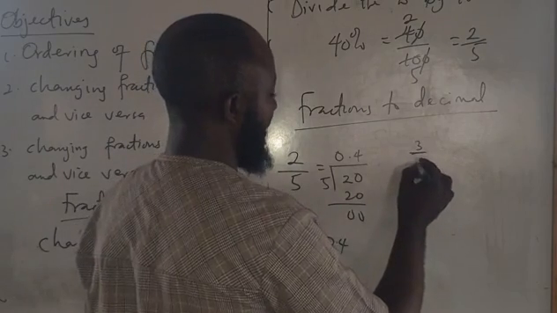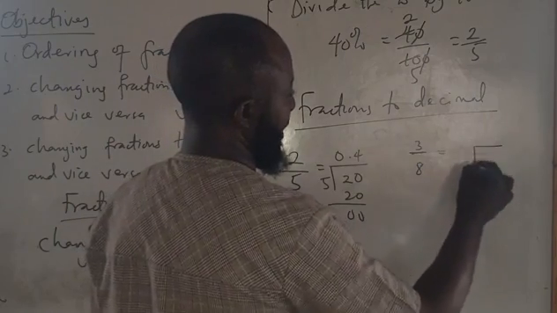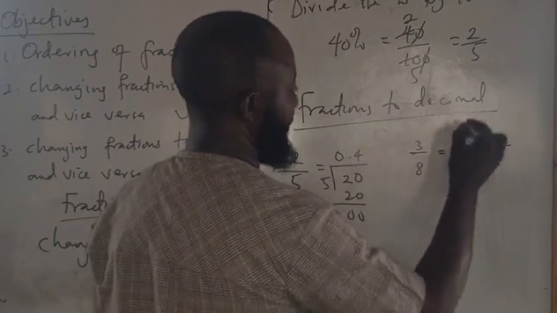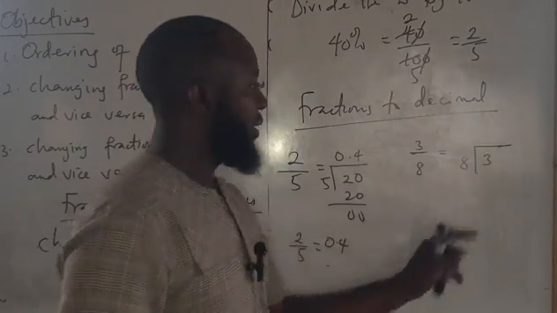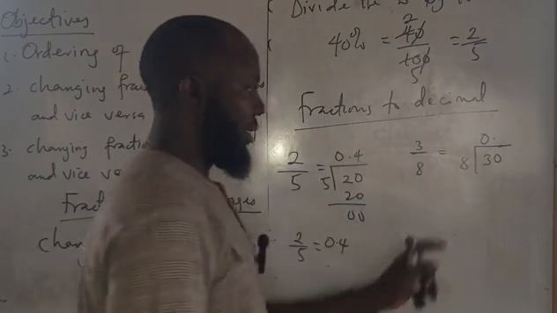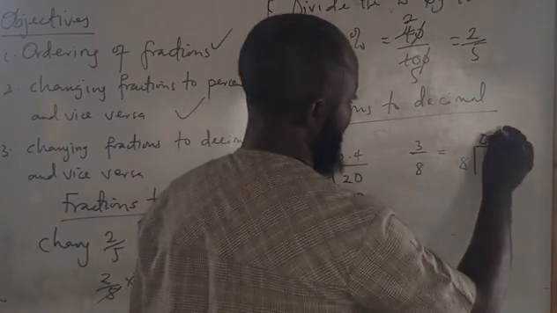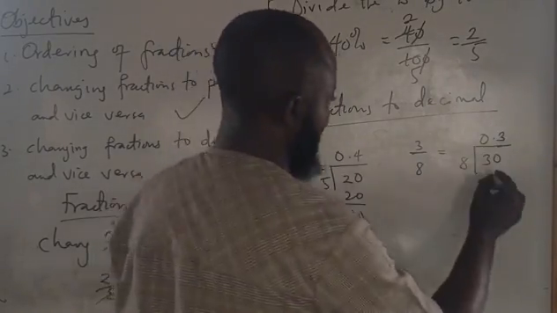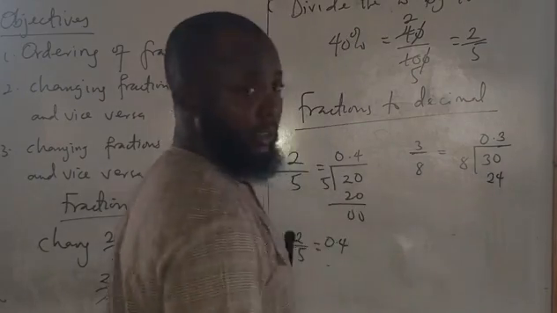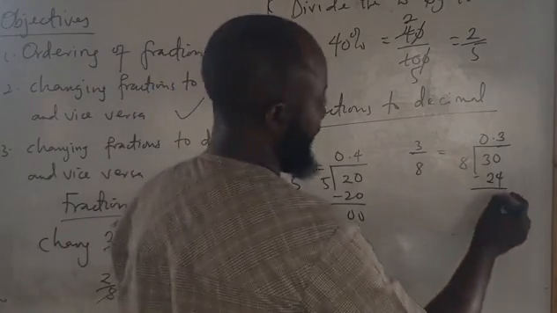That is 3 over 8. So this will be longer. So we have 3 here, we have 8 here. 8 in 3 is impossible. We have 0. Add 0 to this place. 8 in 30, that will be 3. And 3 times 8 is 24, right? We subtract, as we have subtracted it. So this will give us 6.